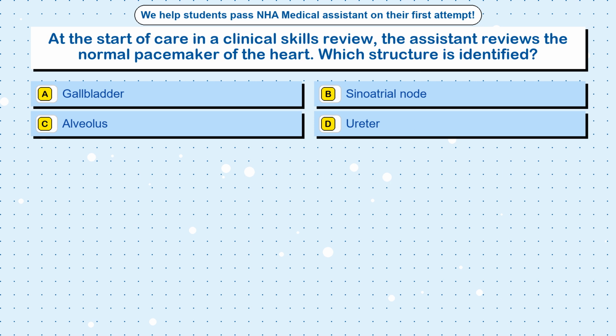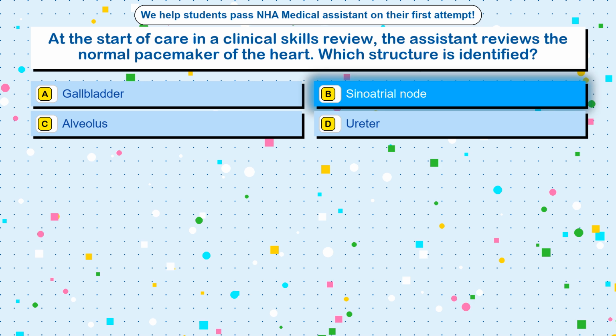Question 3. At the start of care in a clinical skills review, the assistant reviews the normal pacemaker of the heart. Which structure is identified? Option A. Gallbladder. Option B. Sinoatrial node. Option C. Alveolus. Option D. Ureter. The correct answer is option B.